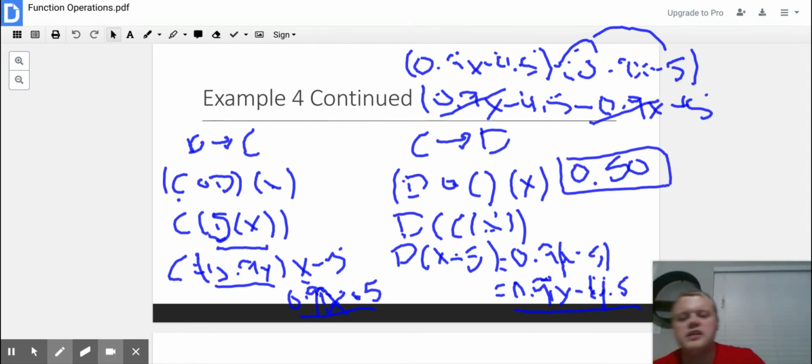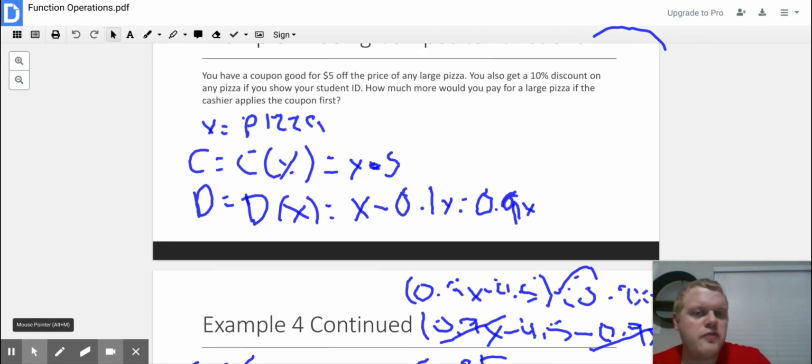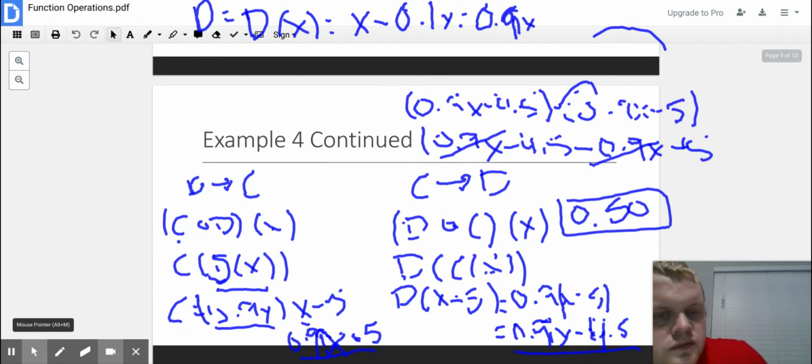So to answer the question, how much more would you pay for a large pizza if the cashier applies the coupon first instead of the discount? It would cost you 50 cents more at the end of the day.